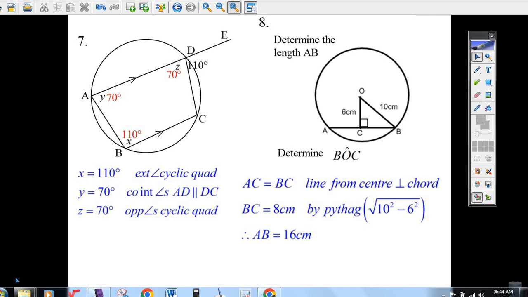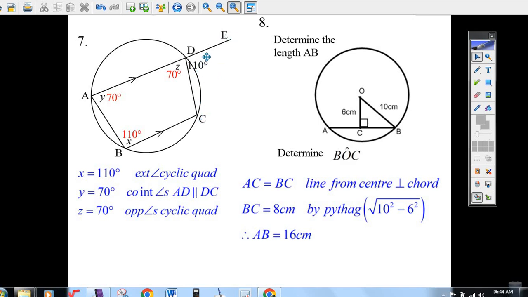Okay, we're going to do the last two questions of this special geometry assignment. And let's try question 7. Well, the first thing we find is angle X. Well, we've got this angle here, 110 degrees, angle CDE.